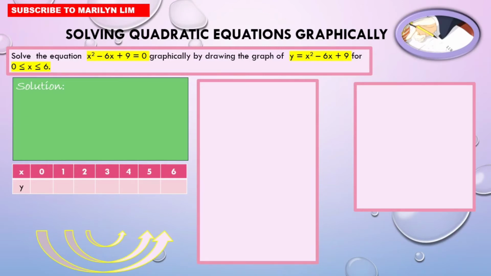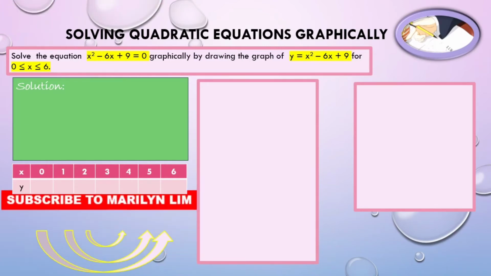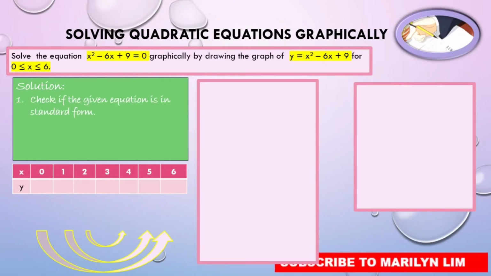So let's proceed. The first step is again checking if your equation is in the standard form. If it is in the standard form, or the exponents are in descending order, then proceed. The second step, construct the table of values for y is equal to x squared minus 6x plus 9. So these are your boundaries, 0 up to 6.